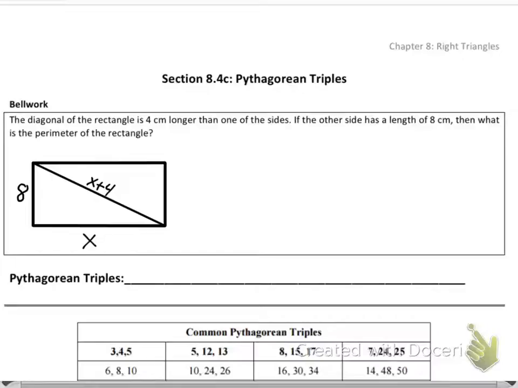So that matches my story. My diagonal is 4 centimeters longer than this, and the other side is 8, which makes this 8 and makes this x. Maybe I'll write that down because we do have to find the perimeter. I have x and 8.